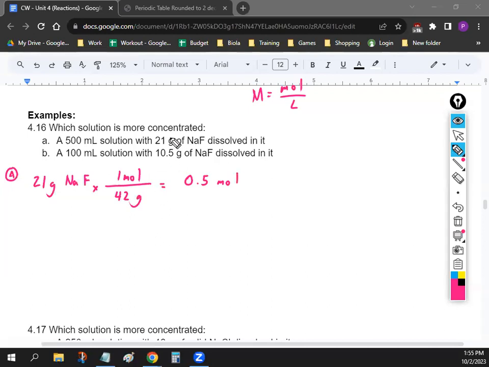Everybody good? Okay, now we're going to plug this into the molarity formula, and we know that molarity is equal to moles divided by liters. So make sure you move the decimal three places, so it'll be 0.5 liters. So you should get a total of 1 molarity. So solution A has a concentration of 1 molarity. Okay, make sense?